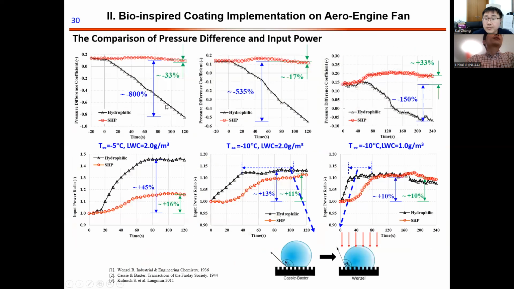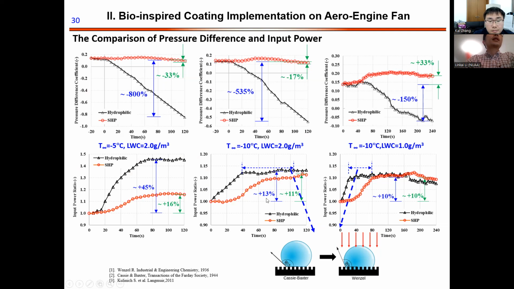And also, we compare the pressure difference and the input power for the fan model. We can see if we have the super hydrophobic coating, the loss of the pressure difference is tiny, about 33%. But for the hydrophilic, the pressure difference is very large. And for the input power, you can find that for the super hydrophobic coating, the power input only increased about 16%, which is relatively smaller than the hydrophilic surface.